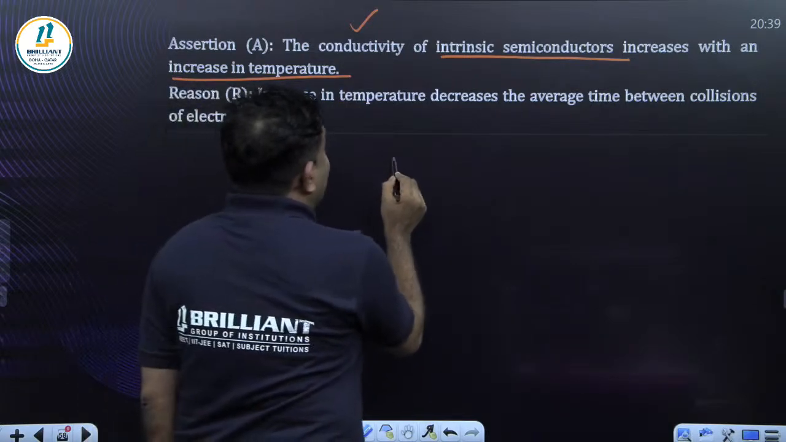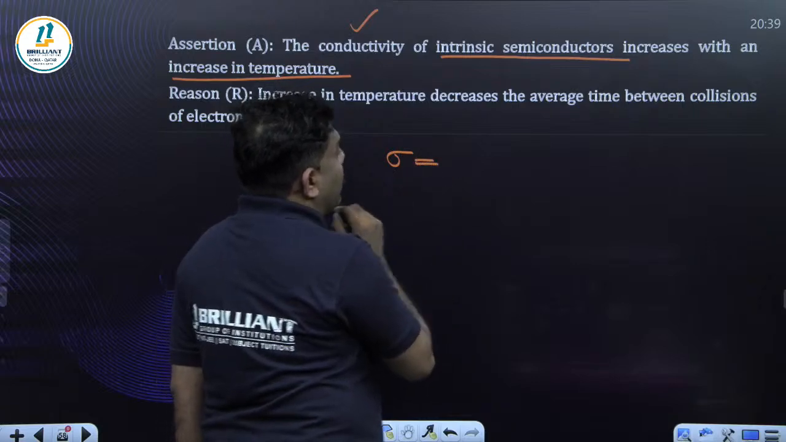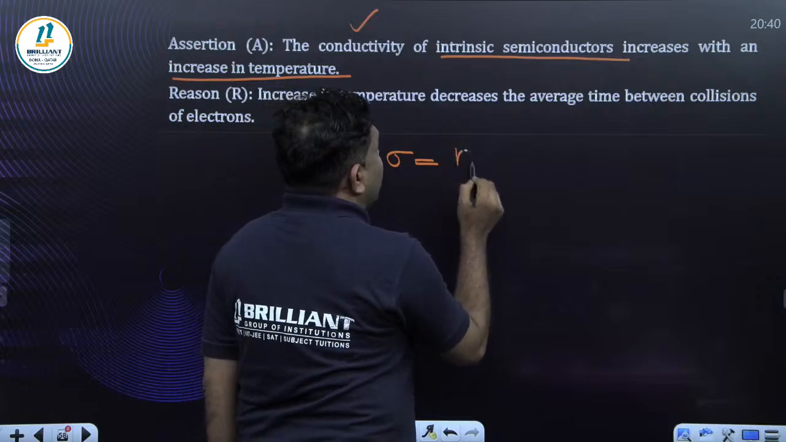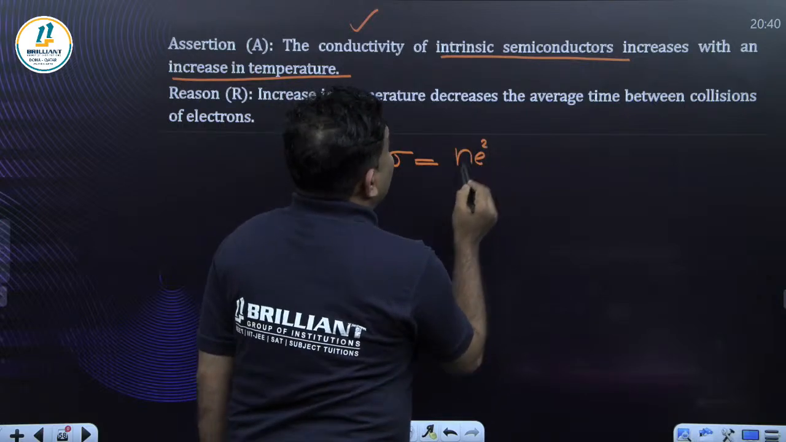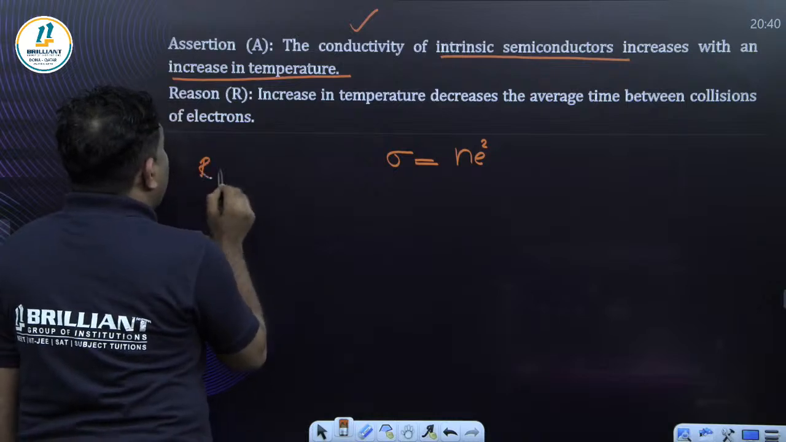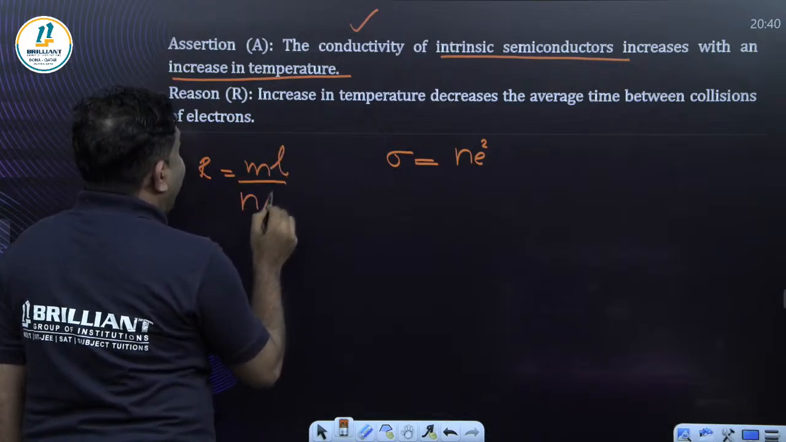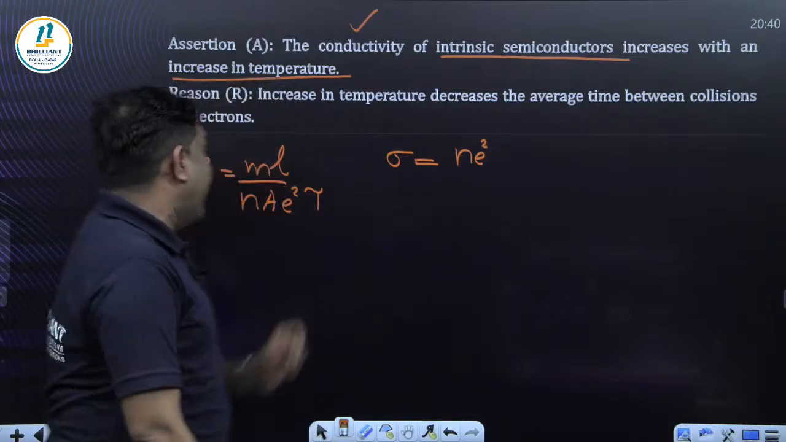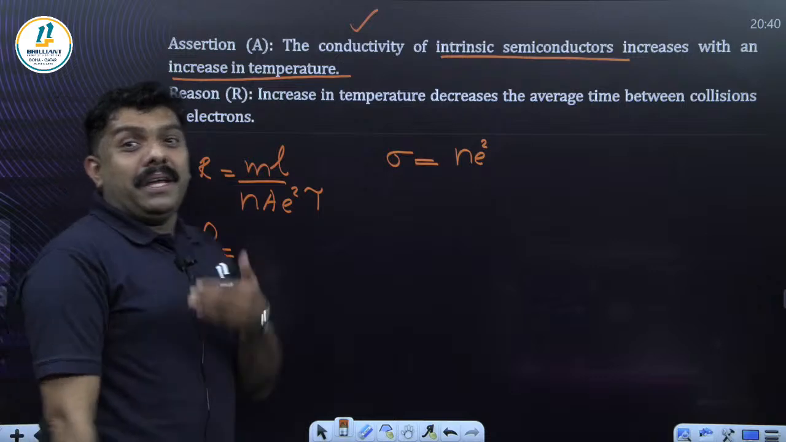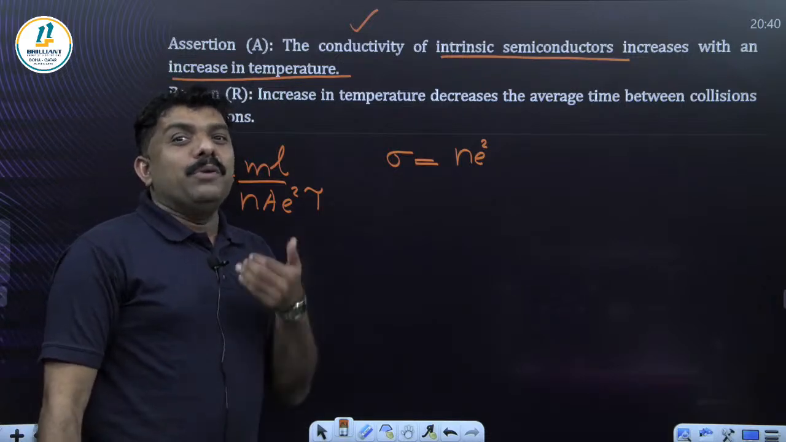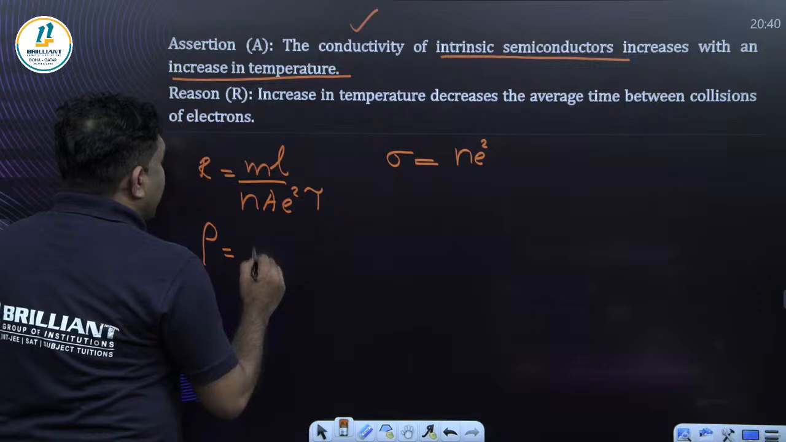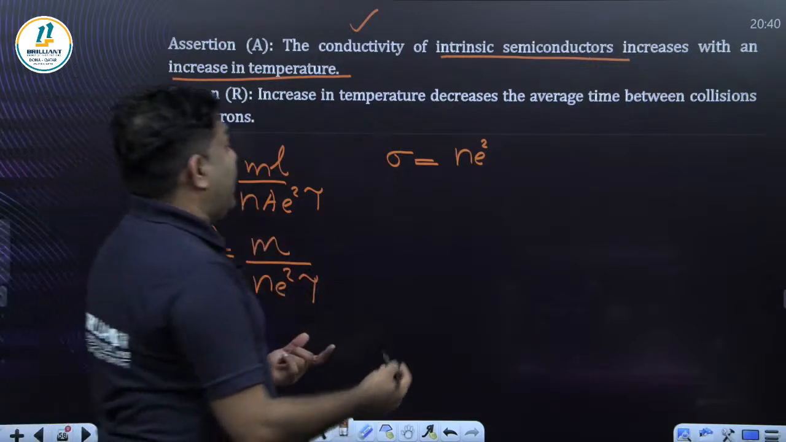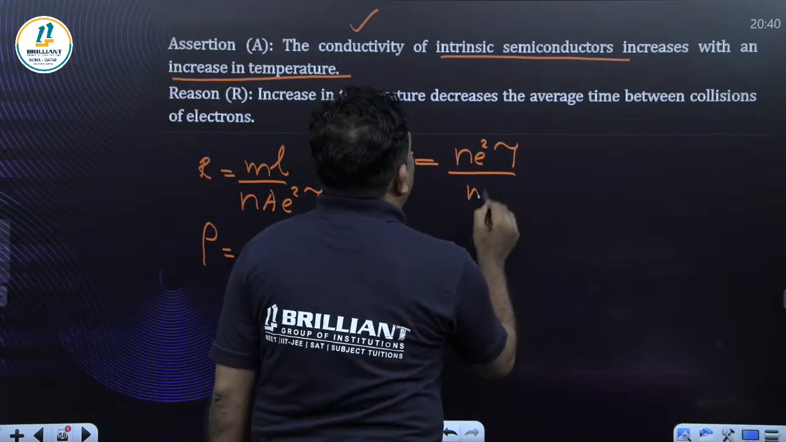You know the conductivity formula, we studied the formula for rho and then sigma. Sigma is equal to n e square tau divided by m. I'm explaining the point: you studied R equal to m l divided by n A e square tau. Just recalling, that's why we are writing. Rho is equal to m divided by n e square tau, and its reciprocal is conductivity, so n e square tau divided by m.